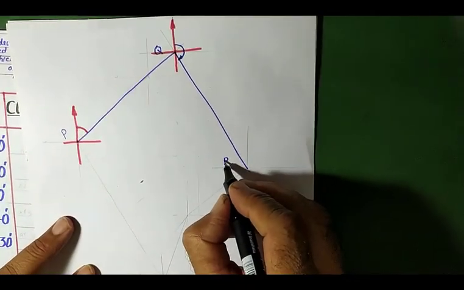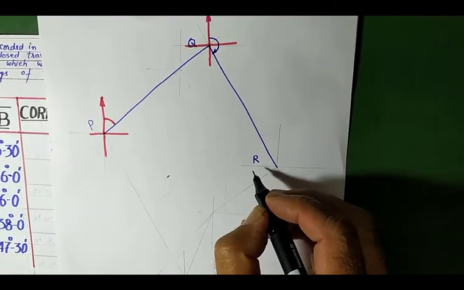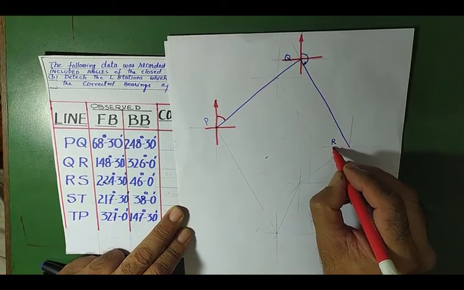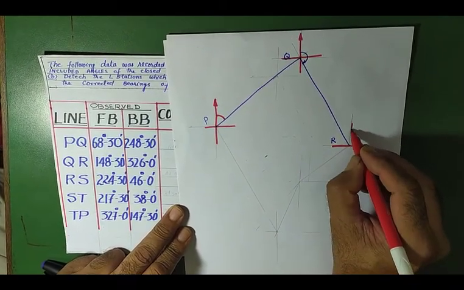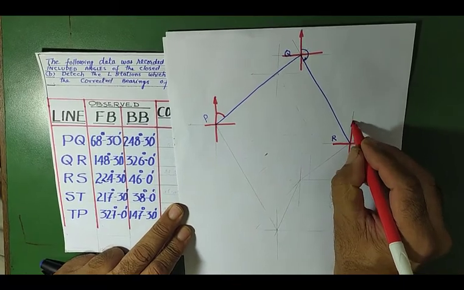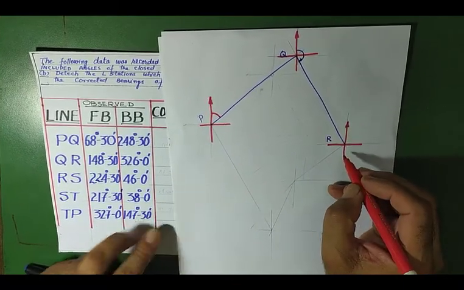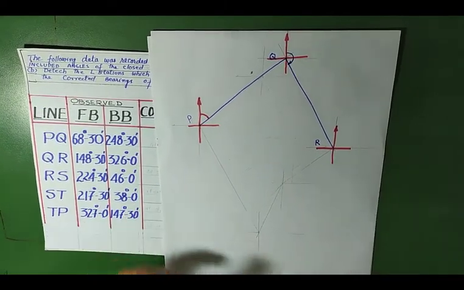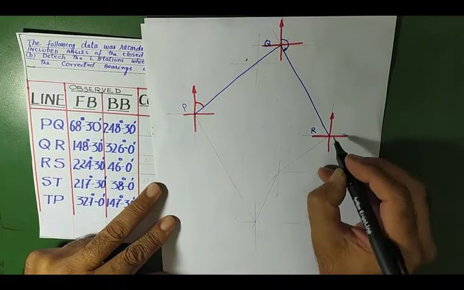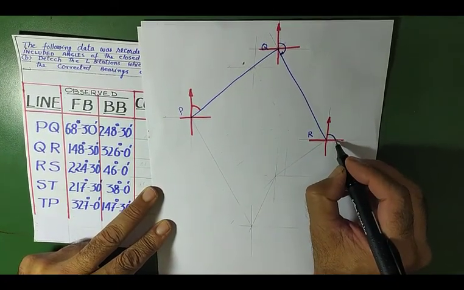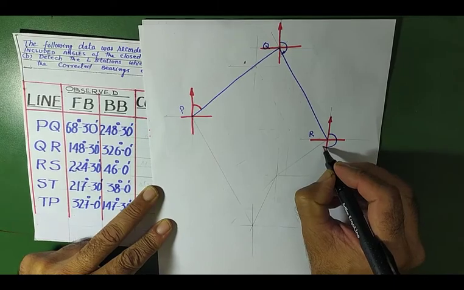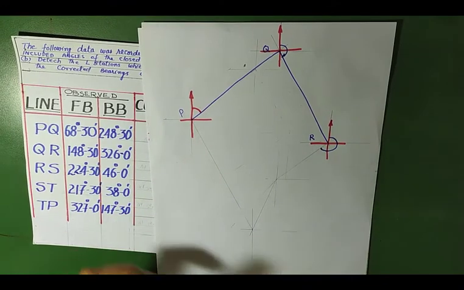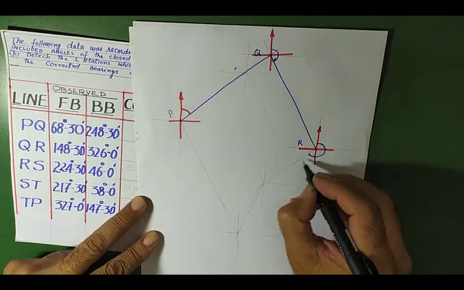This is point R. At point R, the forward bearing of line RS is given. Again you draw the north line at station point R. These are the 2 lines. So this is your north, okay. Then forward bearing of line RS is 224 degree 30 minutes. So with the north you can draw this angle. This angle is 90 degree, this is 180 degree, then this angle will be 224 degree. So this is the bearing of the line RS.